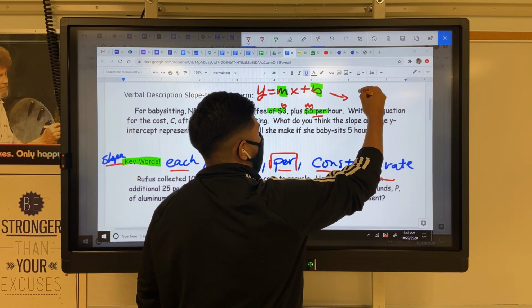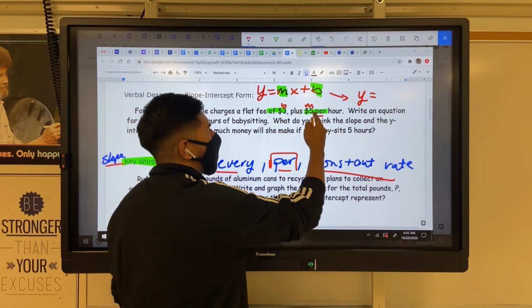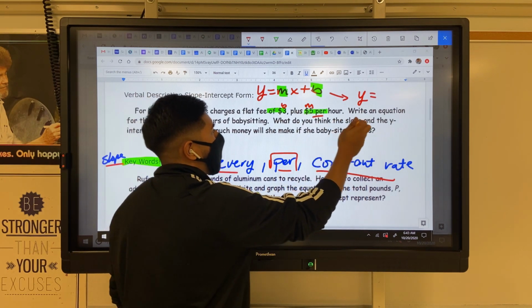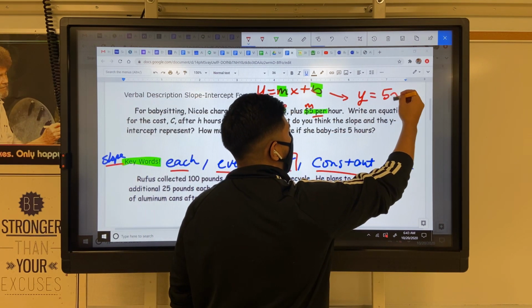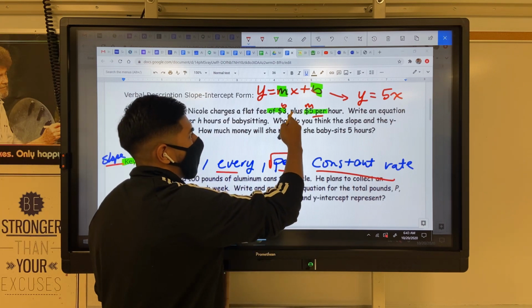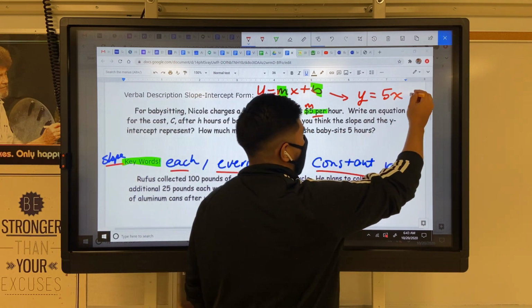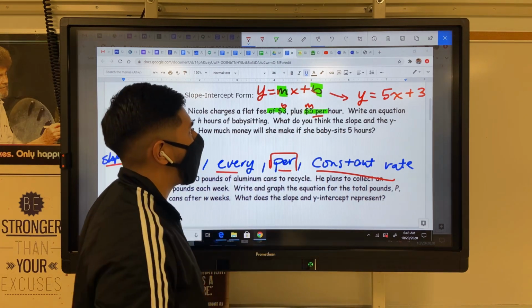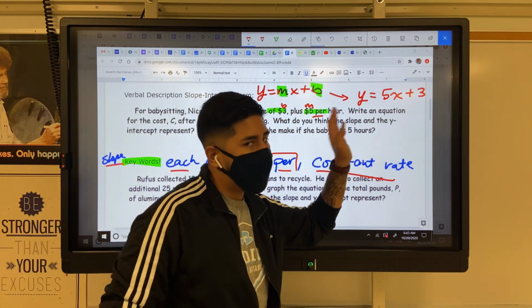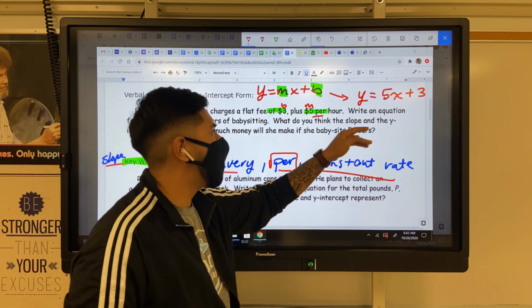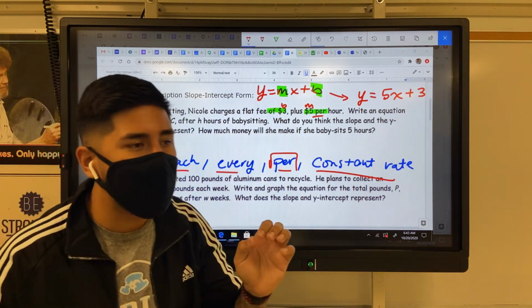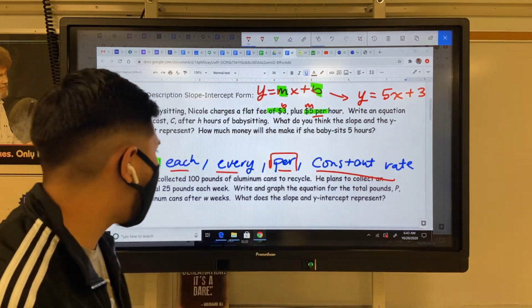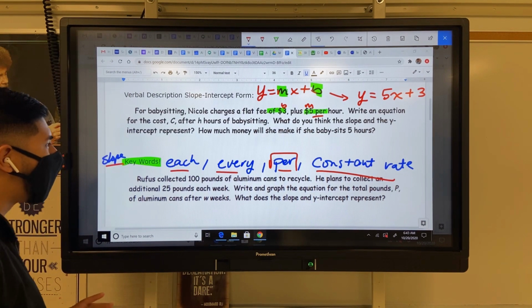So my equation is y equals, instead of my m, I need to put 5x. And since it says plus, we're going to put plus 3. Very important that we read, ladies and gentlemen, because it's not always going to be plus 3. Sometimes we're going to have minuses depending on the words they use. So you need to be very, very careful. Next one.